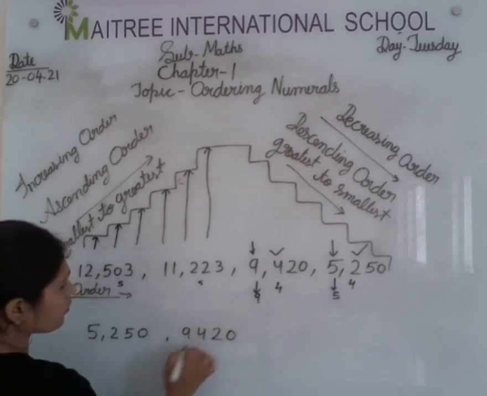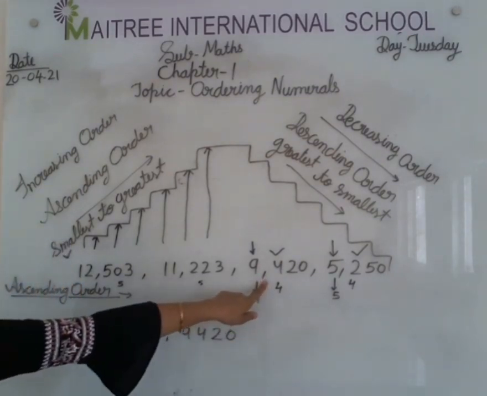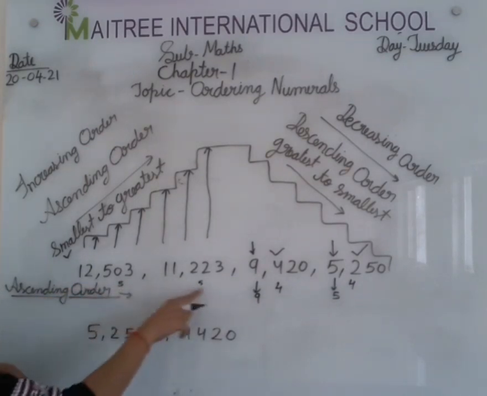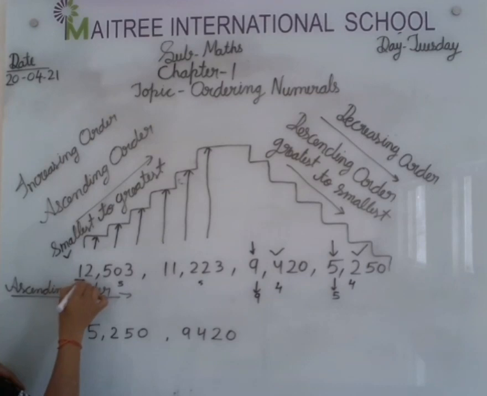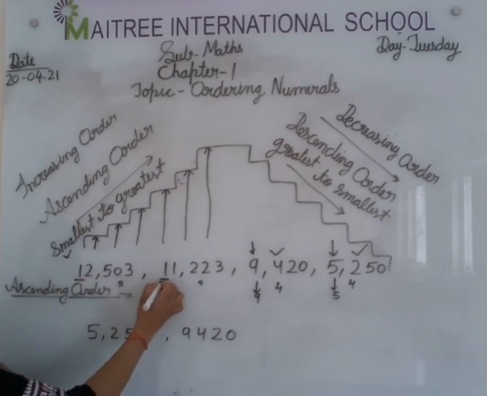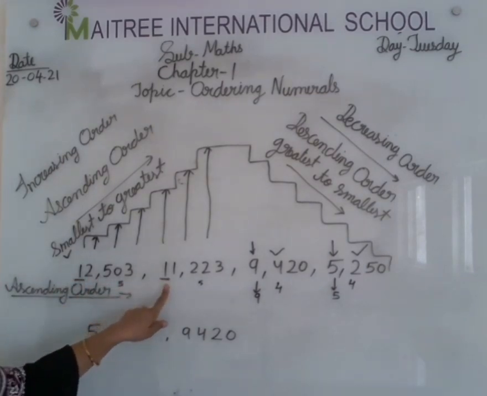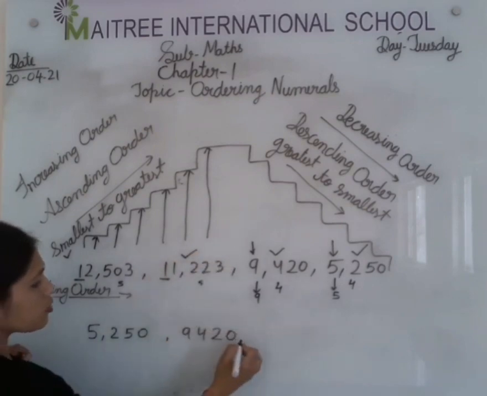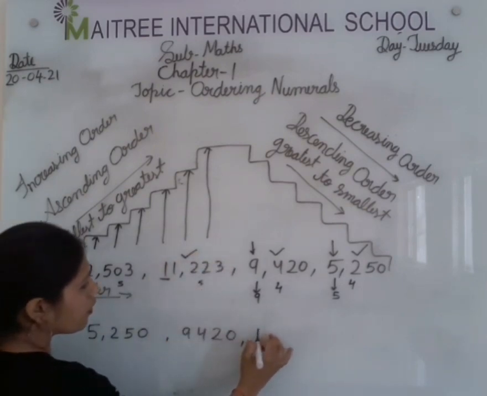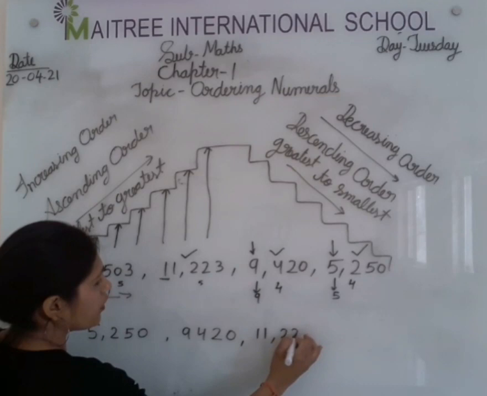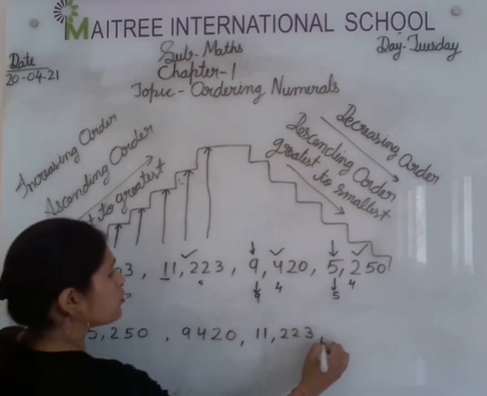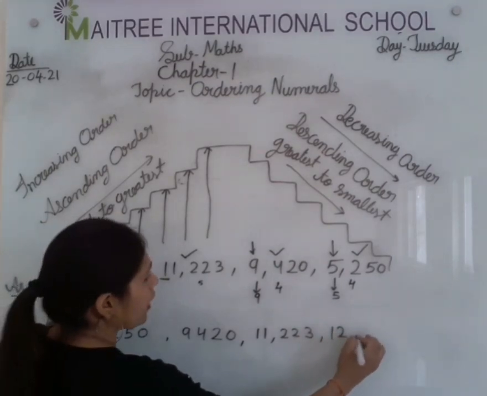20. Yes. After this, now we have these two 5-digit numbers. If the digits are the same, then we have to check the leftmost digit, 1 and 1. If these two are the same, then we have to check the next digit. Here we have 2, here we have 1. So this is the smallest number. So we'll write this number, 11,223. And at last we are left with 12,503.